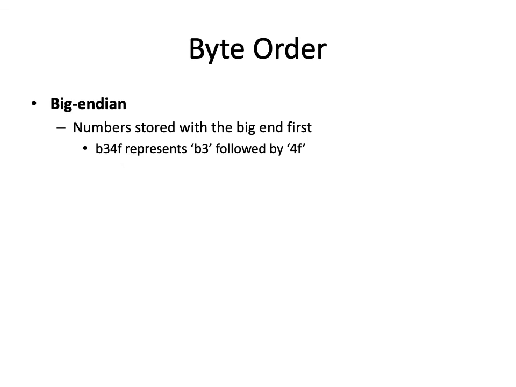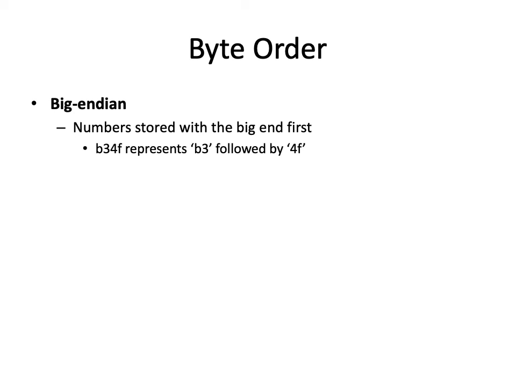Suppose I have 32 ones and zeros, my integer, and I send those to another computer as a series of ones and zeros. It turns out that those ones and zeros can actually be interpreted differently by different computers, depending on what endianness they have. For instance, some computers will use big endian. So they'll store numbers with the big end first.